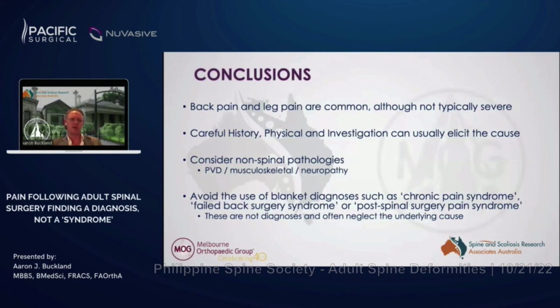So conclusions here, back pain and leg pain are common, although they're typically not severe and they usually shouldn't be functionally limiting. Careful history and physical examination can usually elicit the cause, and you need to be critical that maybe you didn't achieve the goals that you set out to achieve. Consider non-spinal pathologies, don't miss them, and avoid the use of blanket diagnoses such as chronic pain syndrome or failed back surgery syndrome or post-spinal surgery syndrome. They're not diagnoses. They often neglect the underlying cause.